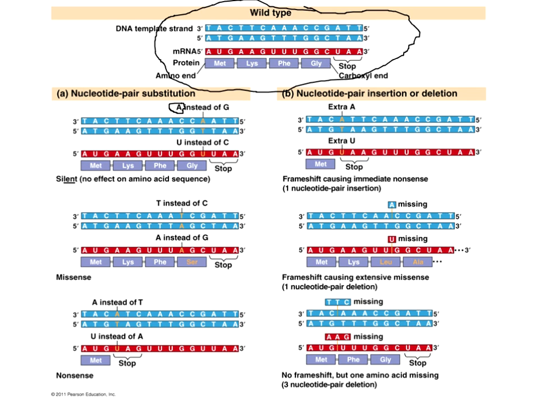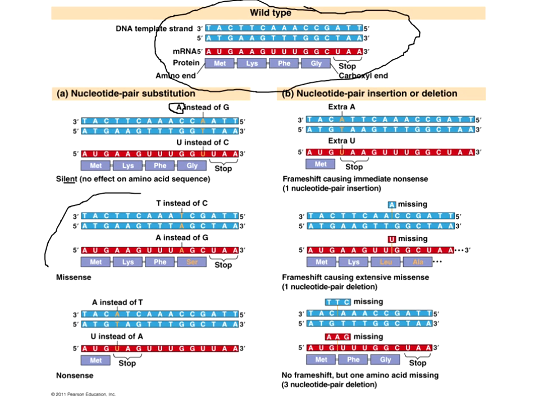However, in the second one right here, we have a missense. This is a missense because instead of the C that should have been here, we get a T. So now our messenger RNA is going to have an A instead of the G, and now we get a whole new amino acid. It should have been glycine, and now we're getting serine. So that's going to give us a missense. It's going to give us a different polypeptide.